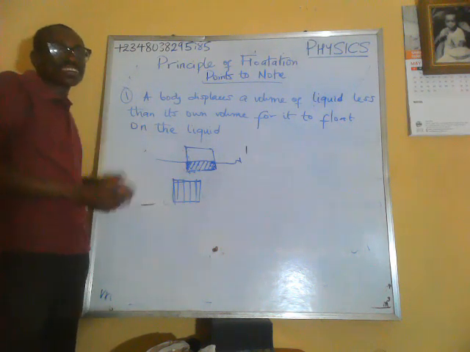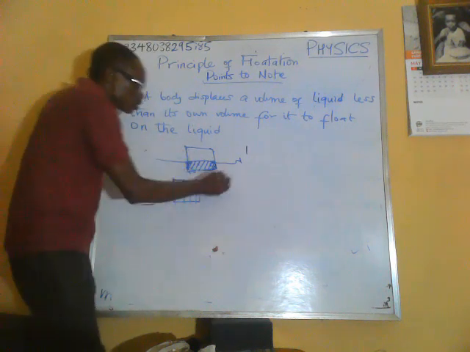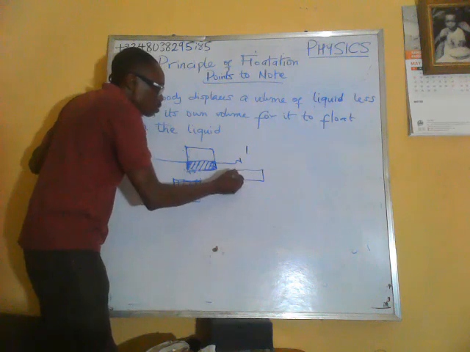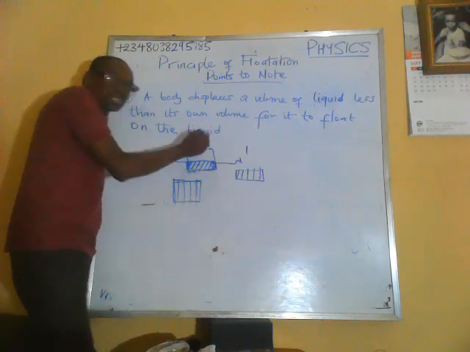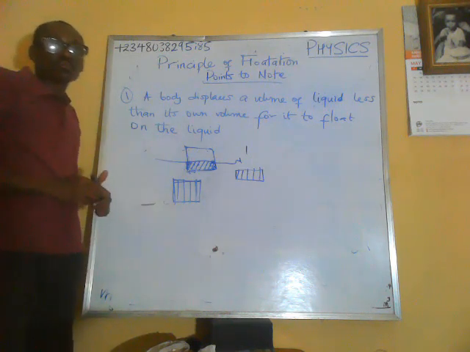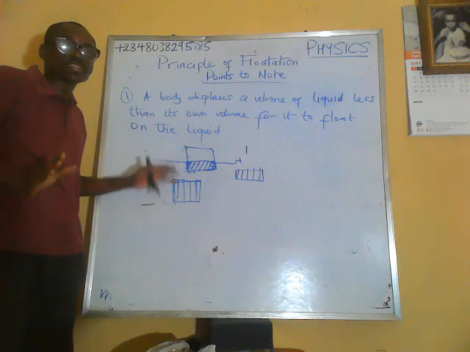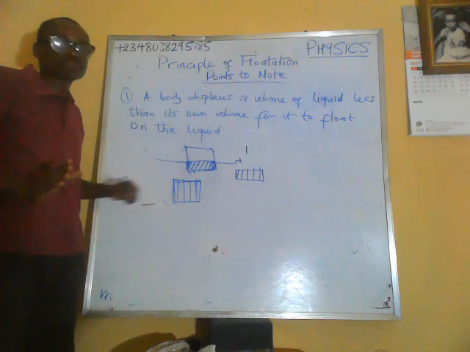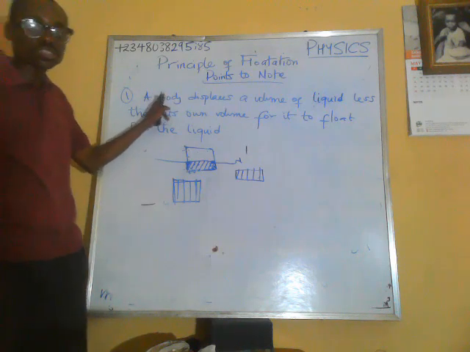Okay, the weight of the displaced liquid, this portion of liquid, is going to be equal. When you measure the weight of this volume of liquid, the weight will be equal to the weight of the box itself. But the volume will not be equal. The volume of the liquid will be smaller than the volume of the object, the box. So that is one point to note. So we're going to go to the second one.